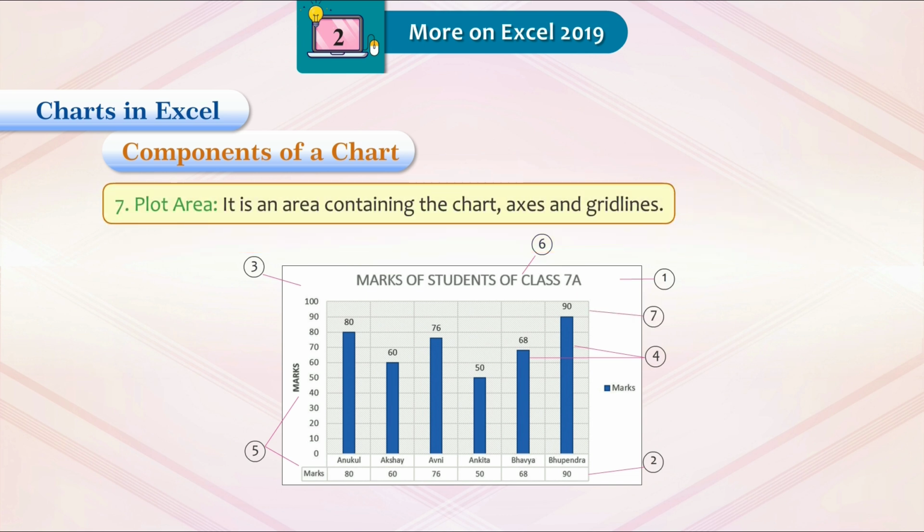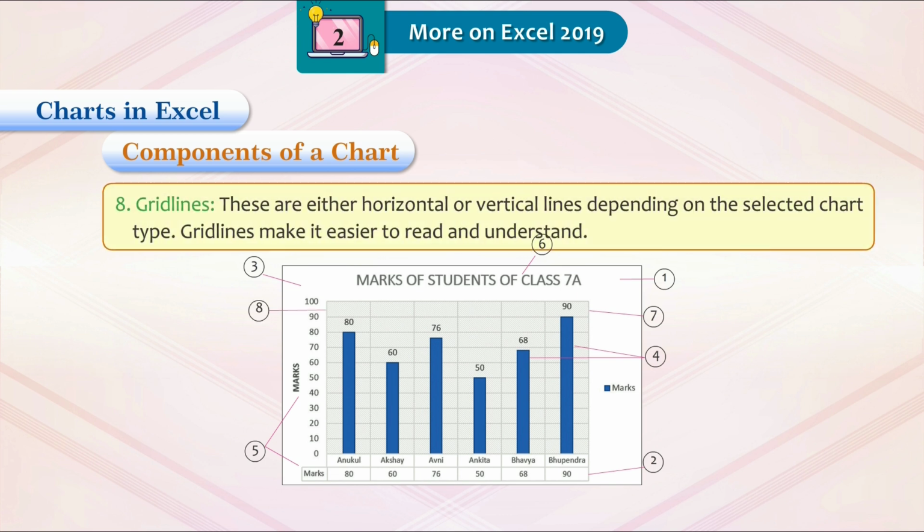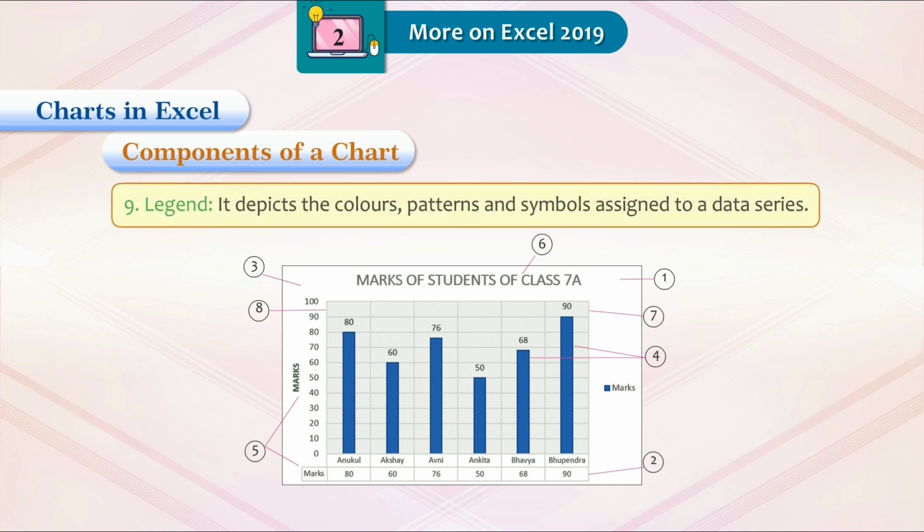7. Plot area. It is an area containing the chart, axis and grid lines. 8. Grid lines. These are either horizontal or vertical lines depending on the selected chart type. Grid lines make it easier to read and understand.